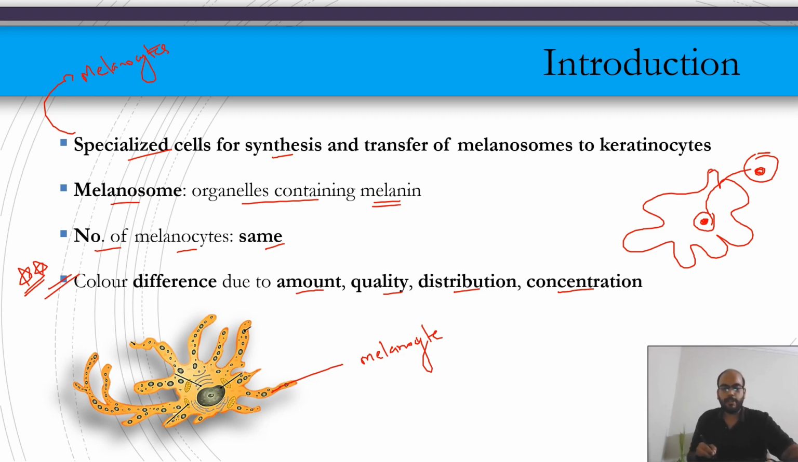So here in the melanocyte lineage, you can see that the cell has a lot of dendrites, and using these dendrites, there's transfer of melanosomes inside the keratinocyte. Gradually, as the lecture progresses, you will understand how this actually happens. Let's move forward.